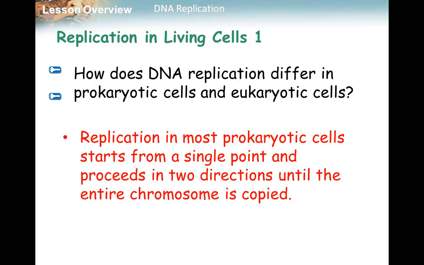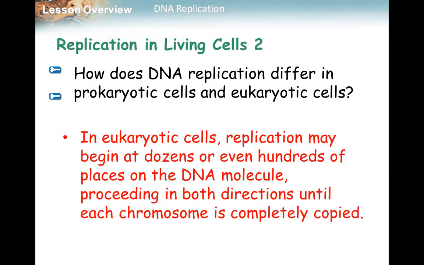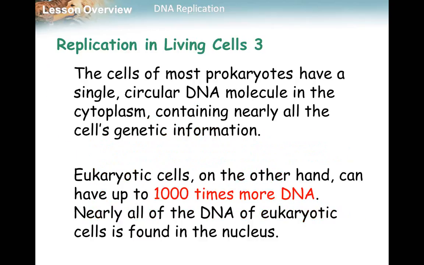How does DNA replication differ in prokaryotic cells and eukaryotic cells? Replication in most prokaryotic cells starts from one single point and proceeds in two directions until the entire chromosome is copied. In eukaryotic cells, it can start at dozens or hundreds of different places on the DNA molecule, proceeding in different directions until it's copied.